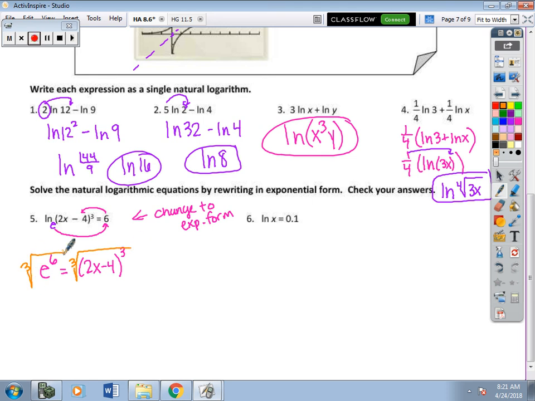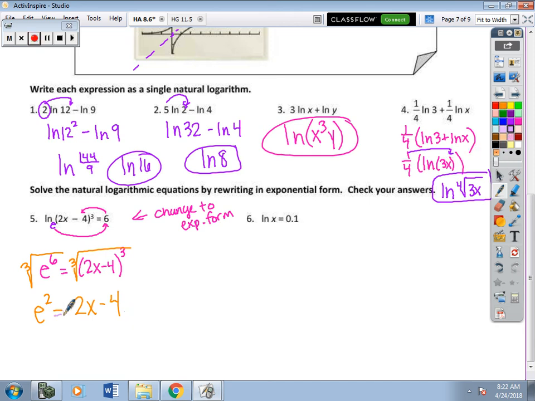What is the cube root of e to the 6th? E to the what? Remember our exponents. Second, you'll divide those. e to the 2nd equals 2x minus 4. And then we should know how to solve from here: add 4 and divide by 2.